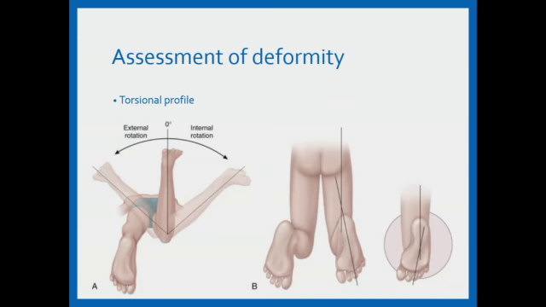And of course, torsional profile, you look at the range of rotations in the hip, so internal and external rotation in the hip. You look at the thigh-foot angle. You look at metatarsus adductus. You look at flat feet or out-toeing. And you also observe the gait of the child. So in the gait, whether the child is walking with the feet turned out or feet turned in.